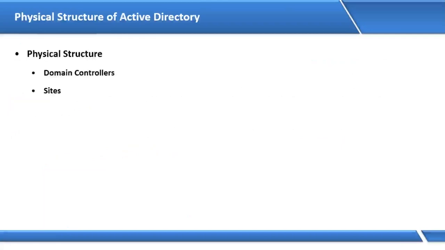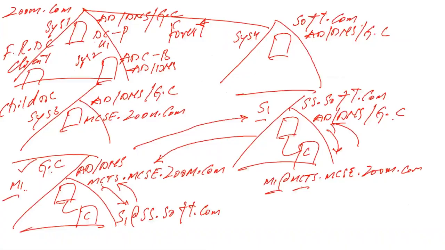Domain controller means server. Your machine is called what here? Domain controller is called server here. That is called physical. We can touch, we can feel. Like this we have sites also. Now what are sites actually here? Microsoft is saying wherever your servers are placed, that area, that location is called sites here.